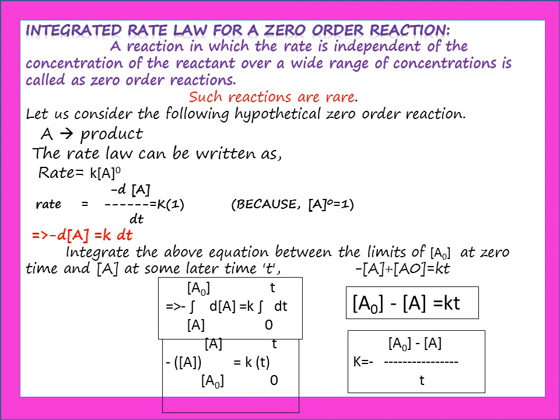Let us consider a hypothetical reaction. Hypothetical reaction of A giving product. If we apply rate law for this, what do you write? Rate is equal to rate constant into concentration, but here concentration to the power 0. Why are we writing concentration to the power 0? Because it is a zero order reaction. The concentration will not affect the rate of the reaction. So rate is equal to k into [A] to the power 0.